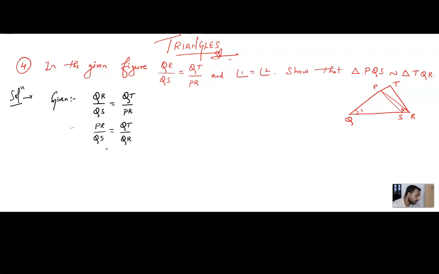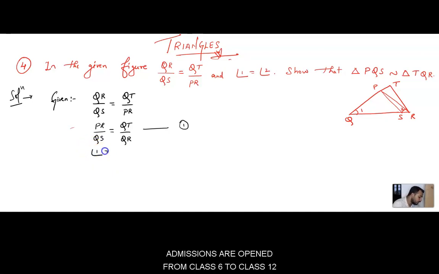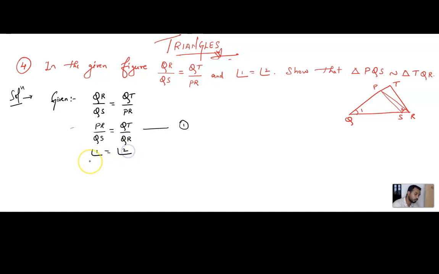So look at the figure, PR by QS. Now what we have got? PR by QS is equal to QT by QR. Now let me call this equation number 1. And after that, what do we know? We know that angle 1 is equal to angle 2.